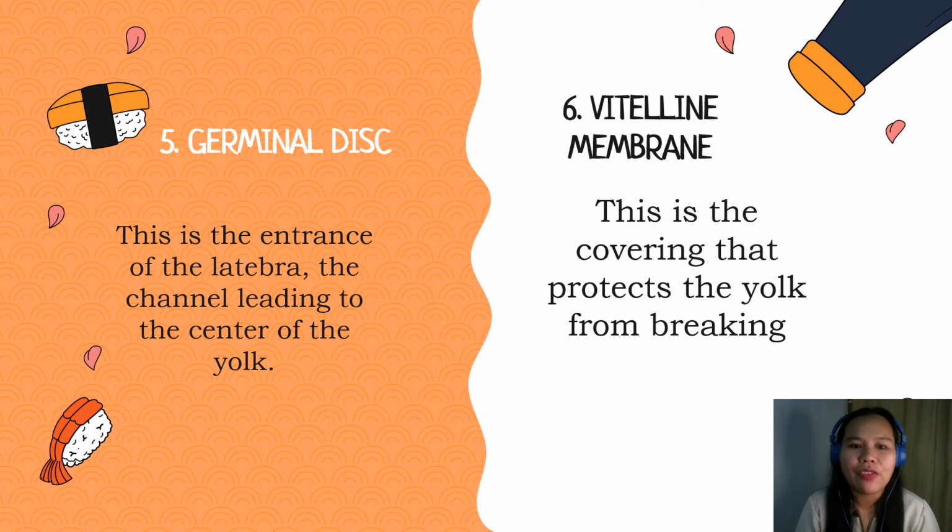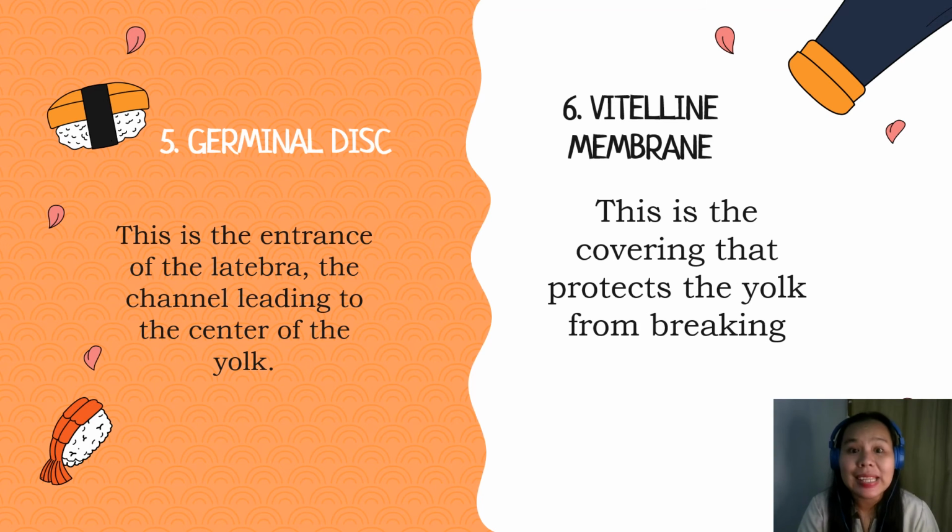Next, we have the germinal disc. It is the channel leading to the center of the yolk. When the egg is fertilized, sperm enter by way of the germinal disc, travel to the center, and a chick embryo starts to form. But since table eggs are not fertilized, we cannot easily distinguish or recognize the germinal disc.